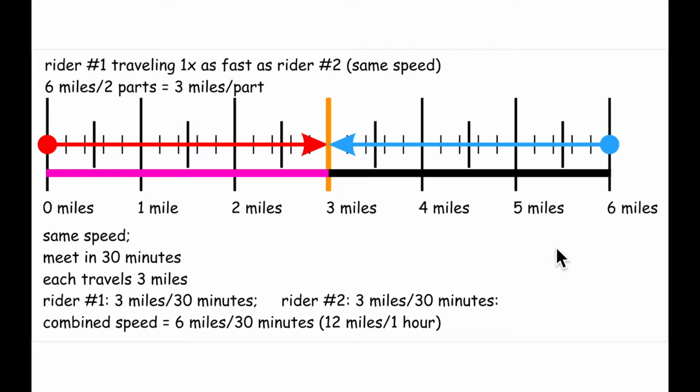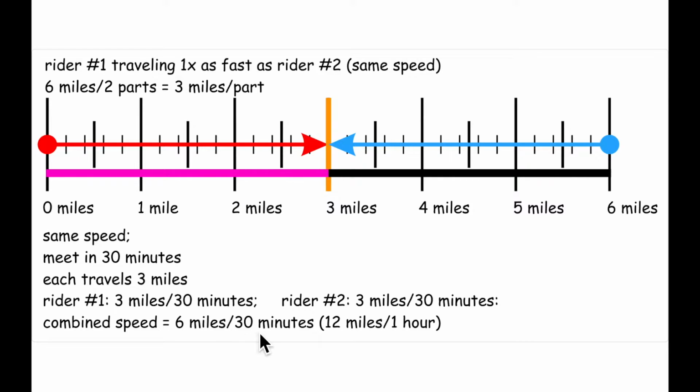So first of all, let's look at an arrow diagram. If two friends are riding towards each other, and one friend, we're going to call him rider number 1, is riding 1 times as fast as rider number 2, they're actually riding at the same speed. And the key to this is to figure out what 1 part is. You have to divide that 6 miles into 2 equal parts. And so they both ride 3 miles in 30 minutes. That means they're both riding at the same speed, 3 miles in 30 minutes.